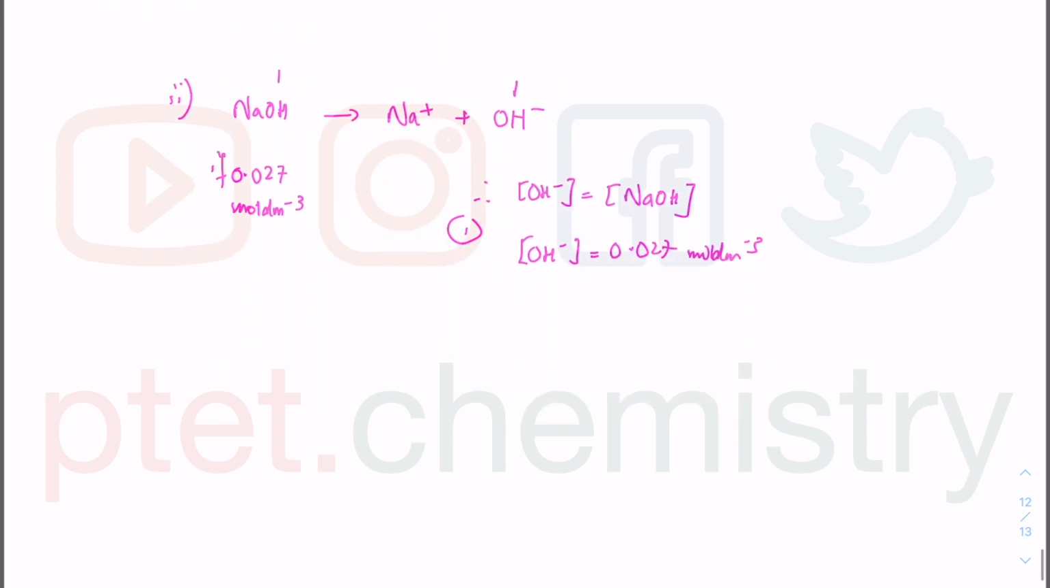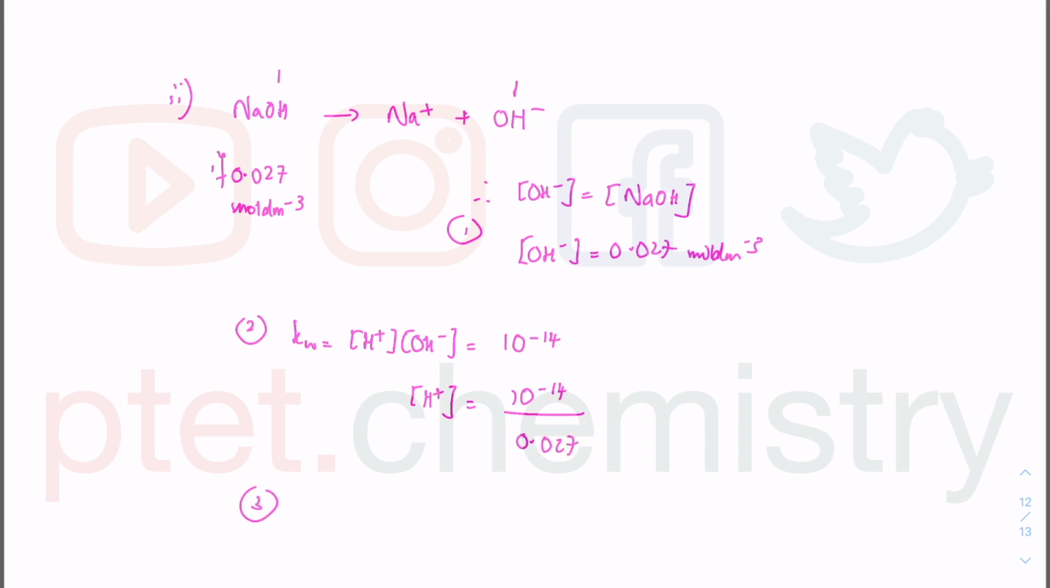But then to relate that to Kw, so Kw is H plus times OH minus, and Kw is a value given in the data booklet as 1 times 10 to the minus 14 with a unit of mol squared dm to the minus 6 because it's concentration times concentration. So your concentration of H plus is going to be 10 to the power minus 14. That thing is going to go down there, so you have 0.027 down there.